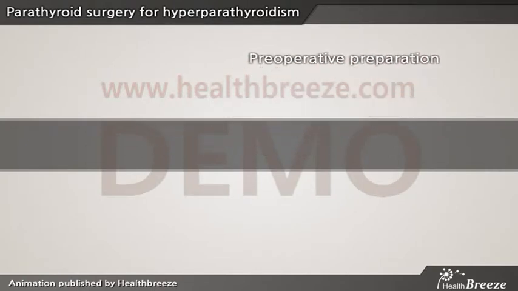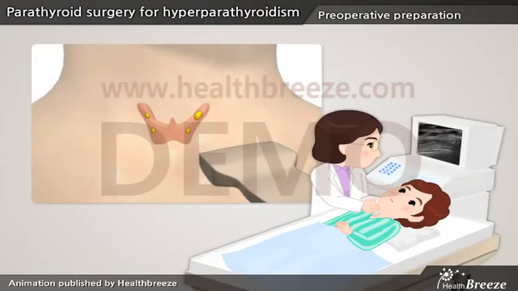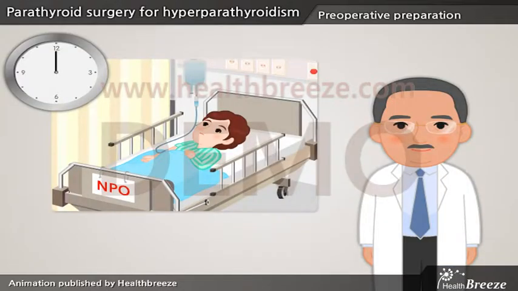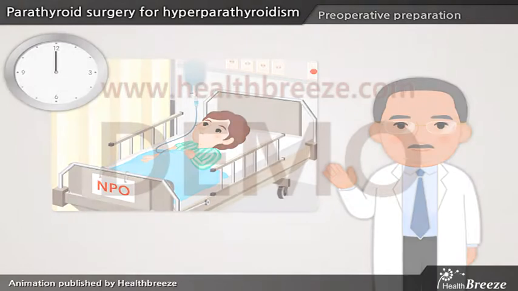Preoperative preparation. Prior to the surgery, an ultrasound exam is performed to localize the enlarged parathyroid tumor. Do not eat or drink past midnight prior to surgery. Please talk to your doctor regarding your home medications prior to the surgery.